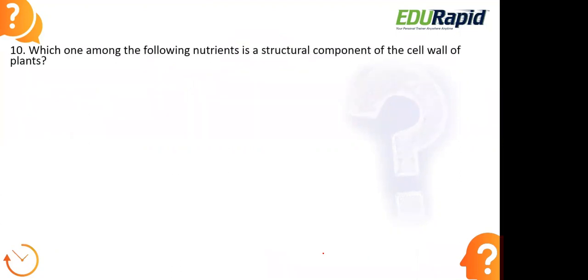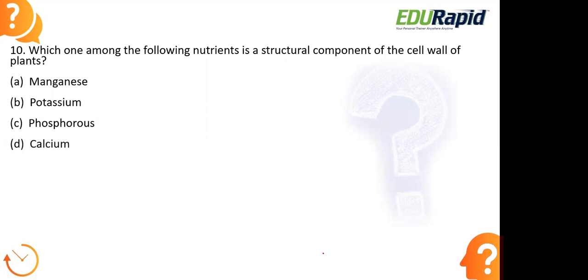Moving to the next question. Which one among the following nutrients is a structural component of the cell wall of plants? Manganese, potassium, phosphorus, calcium.